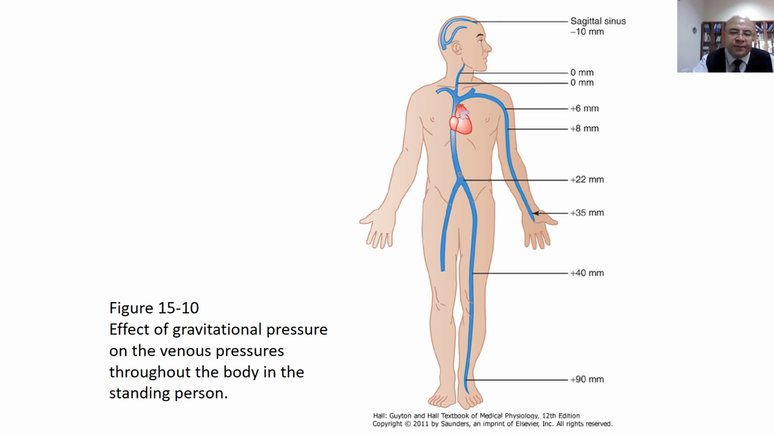As you see in this figure, the effect of gravitational pressure on the venous pressures throughout the body in the standing person is shown. As you see in the head, in the sagittal veins, the pressure is minus 10 mm mercury.